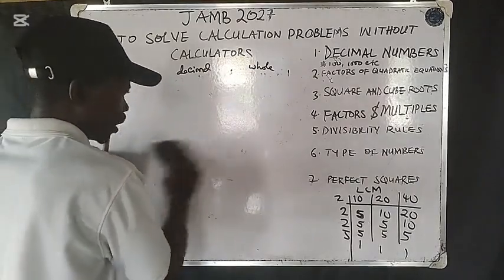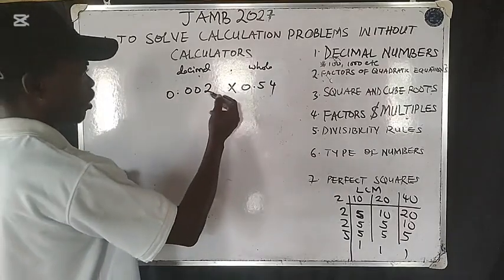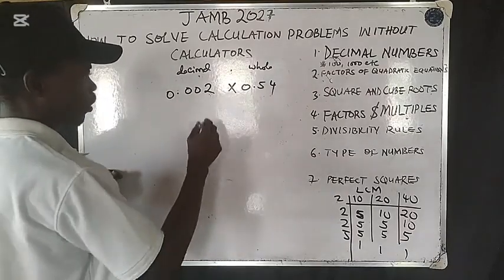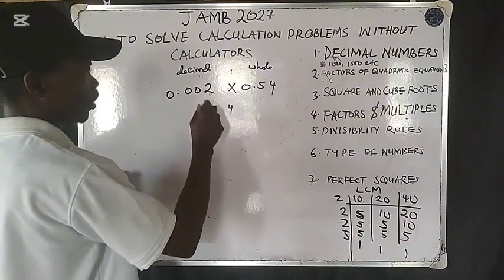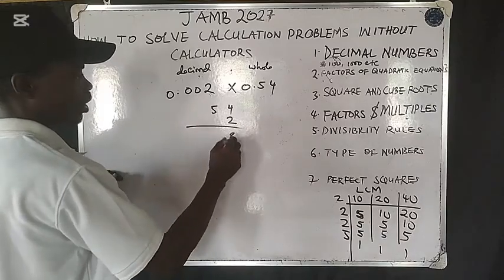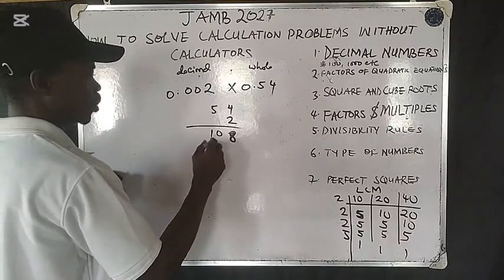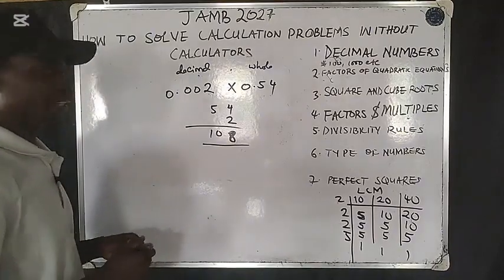Let's say we have this number. Let's say we want to multiply this number. All we just do is to say 2 times 54. 2 times 4 is 8. 2 times 5 is what? 10. Right? So we have 108. Let's put our decimal back.